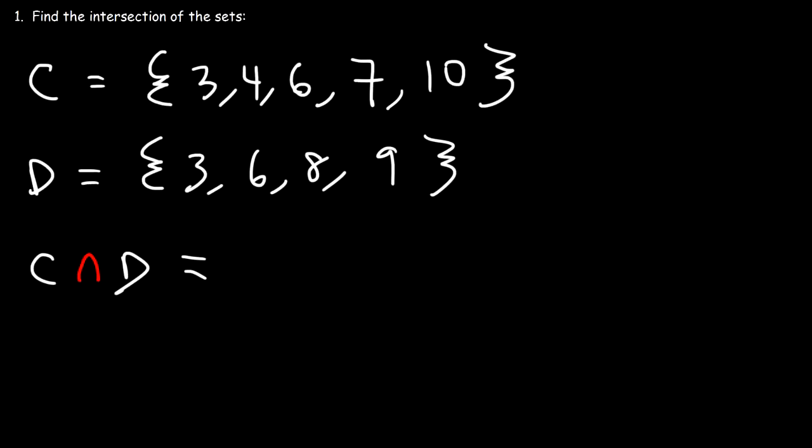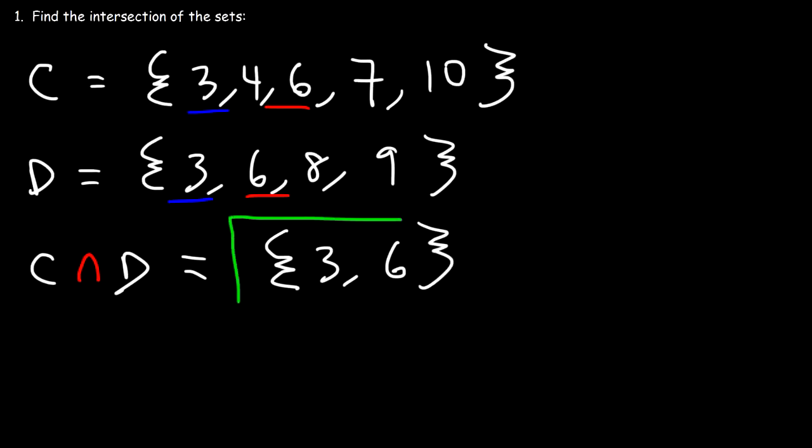So which elements are common to both sets? 3 is common to both sets, 6, and that's it. So for this particular example, it's only 3 and 6. So that's the intersection of the two sets. So this is the answer.